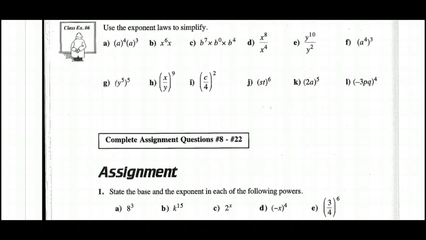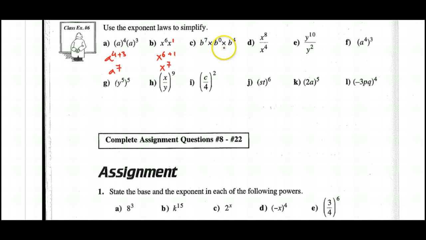Okay, so I have a to the power of 4 times a to the power of 3. That gives me a to the 4 plus 3, a to the 7. Then x to the 6 times x to the 1. Don't forget the 1 there. 6 plus 1 gives me x to the 7.